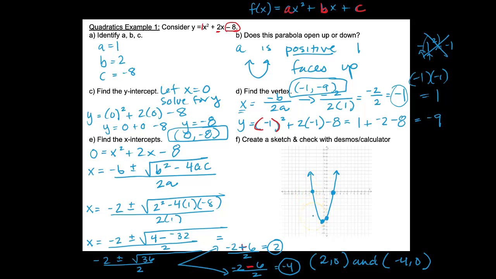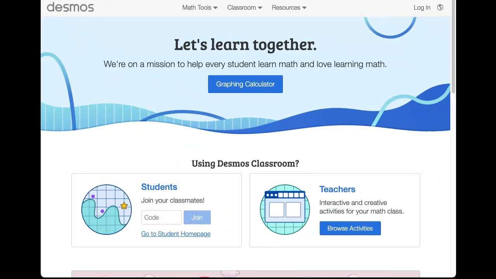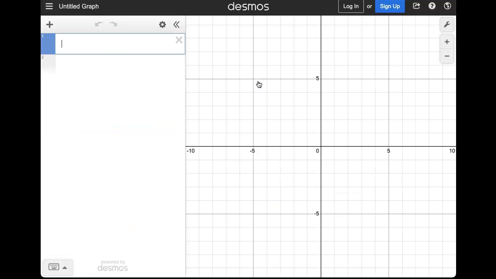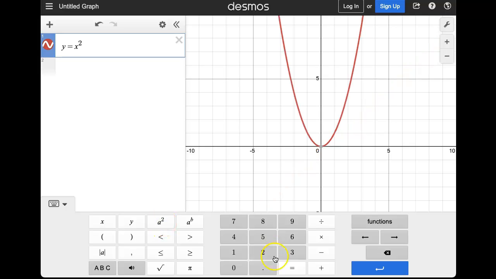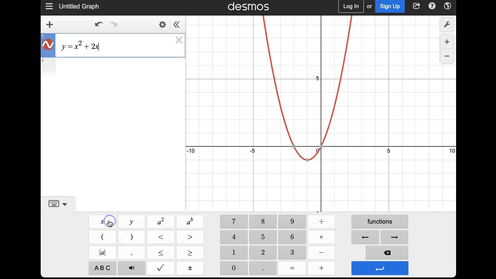Let me show you how you could check this with Desmos, which is an online graphing tool. You can also use a graphing calculator if you have one. I find Desmos is really easy to use and it's also free. So if you go to desmos.com, you'll see this, and then you just need to click on graphing calculator. And if you click on this little keyboard in the bottom left, then you can type in your equation. So I'm just going to type in y equals x squared plus 2x minus 8.